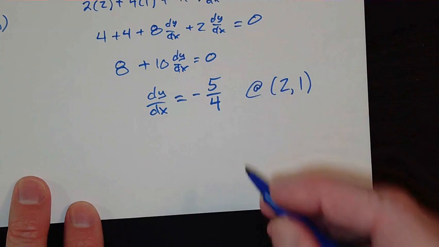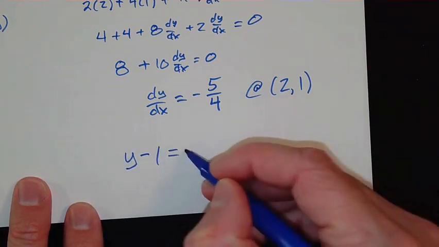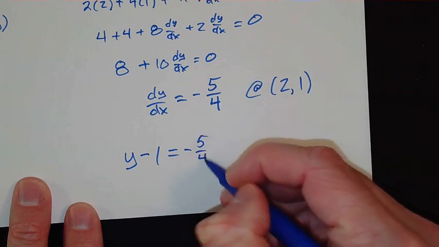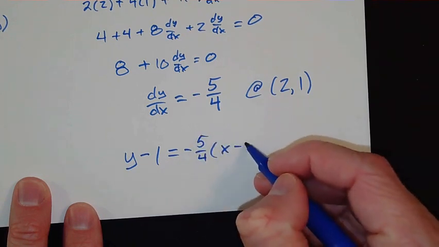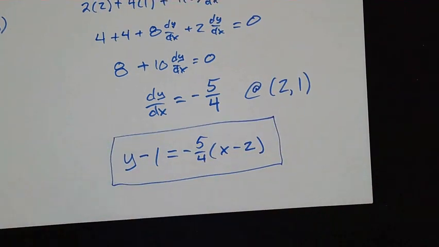So all I have left to do is to write down my equation. y minus the y value equals my slope times x minus the x value. And so that is the equation for the tangent line at the point (2, 1).